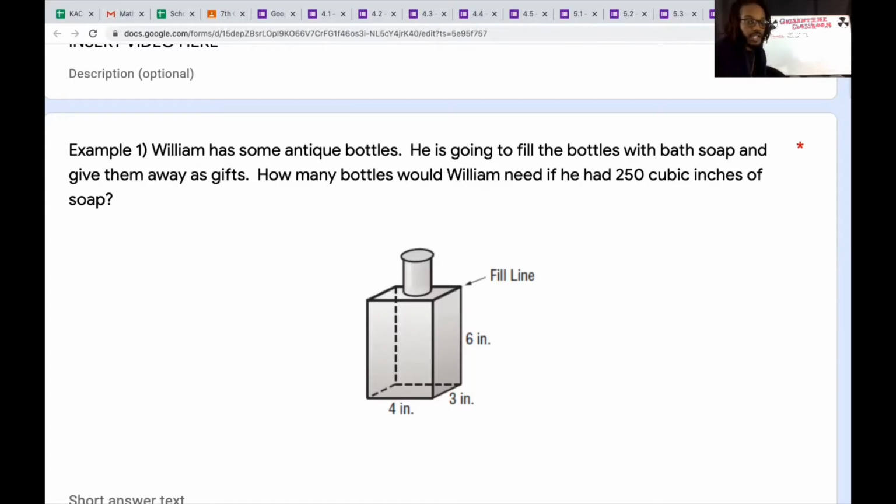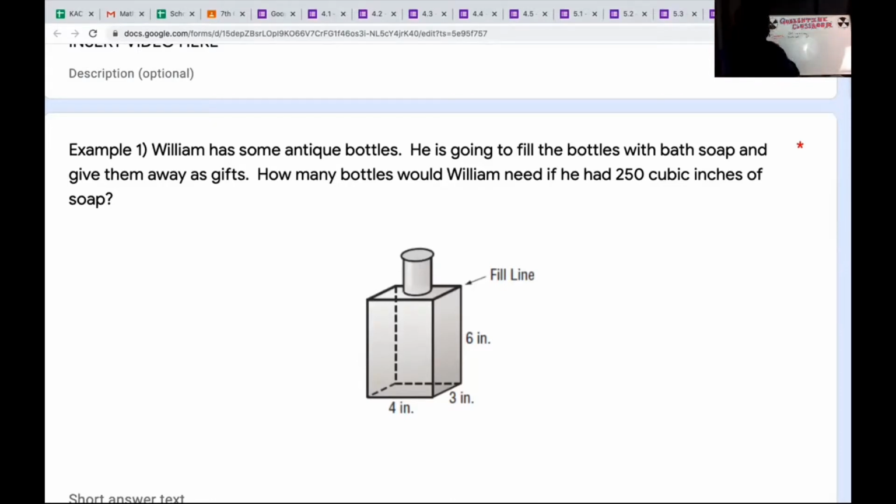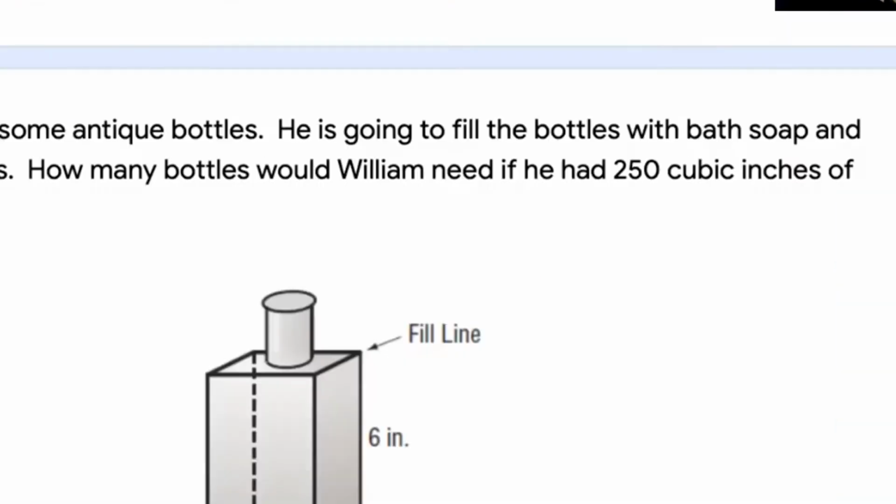So what we do know is that every bottle is 4 inches wide, 3 inches long, and 6 inches tall. So the dimensions are width, length, height, and 4 inches wide, 3 inches long, and 6 inches high. These are the first two things that I've done.